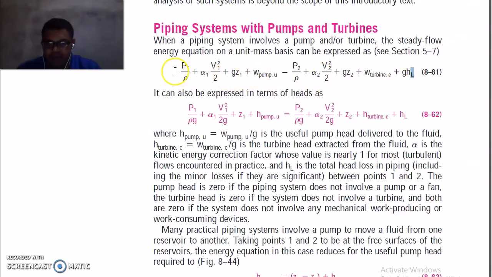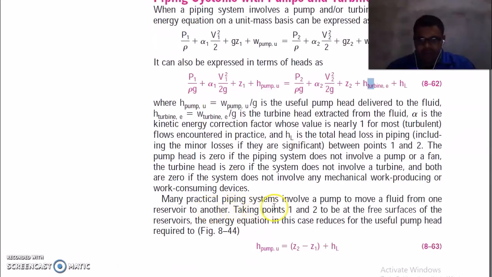So if you divide this equation by gravity, you will get this equation in terms of heads, because here this is a unit of meter, this is a unit of meter. So all units are in meter, so it is in terms of head: pressure head, velocity head, datum head. So here H pump is the useful pump head delivered to the fluid, and H turbine is the head extracted from the fluid.